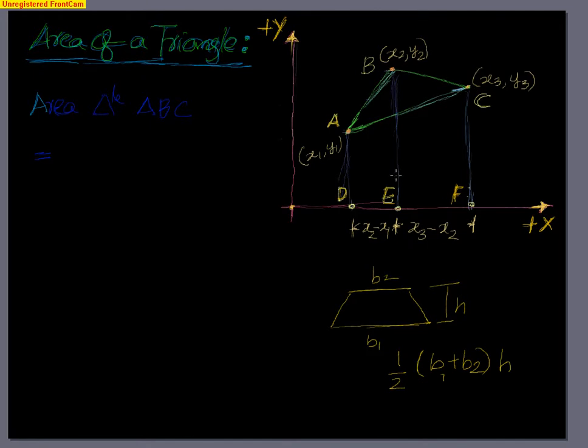If I include these two, what happens? I will get the whole area. From there, if I subtract this piece, let me try it in another color, if I subtract from that this piece, then I'll be getting nothing but the area of the ABC triangle.